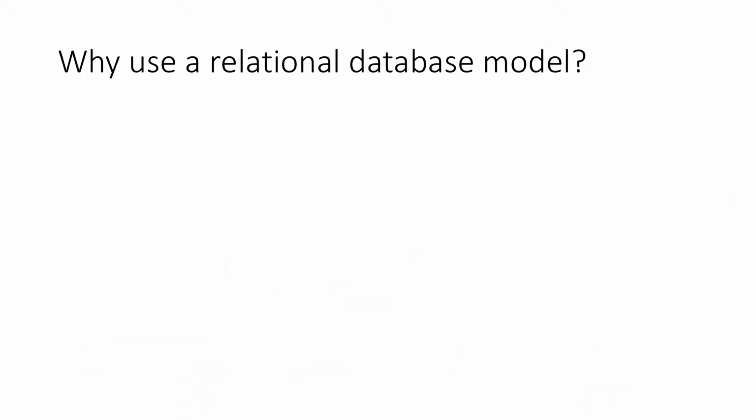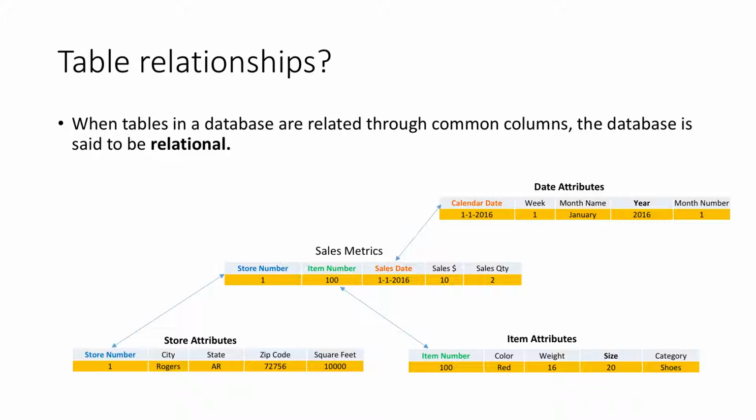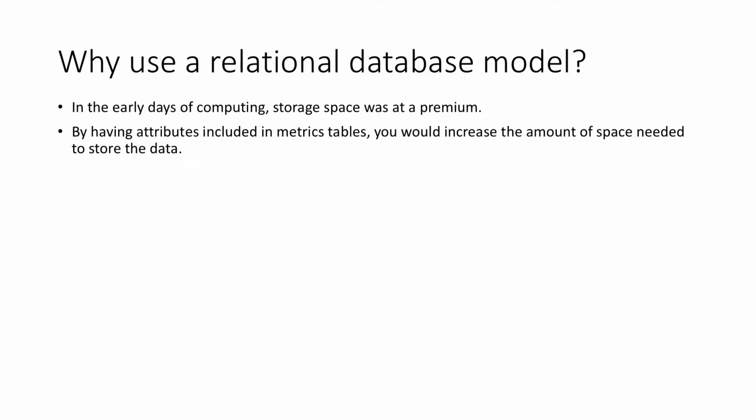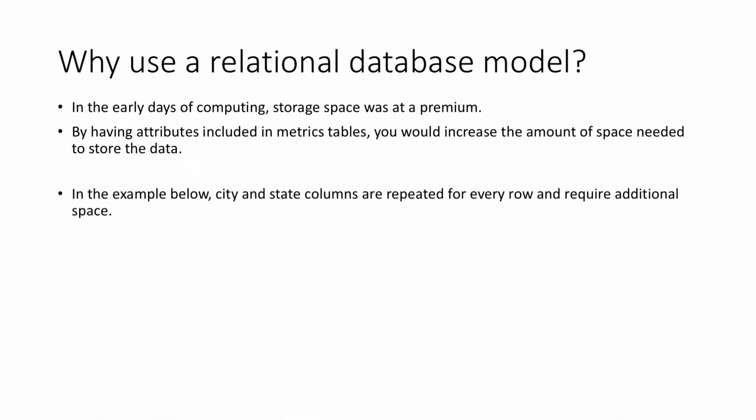And so you might ask, okay, we have all these tables. Why not just put all the information into one table? So for the sales metrics table, well, why don't we just add city, state, zip, and square feet to that table? And this is why. In the early days of computing, storage space was at a premium. We didn't have a lot of space to store data. By having attributes included in metric tables, right, those descriptions included in those tables, you would greatly increase the amount of space needed to store the data.